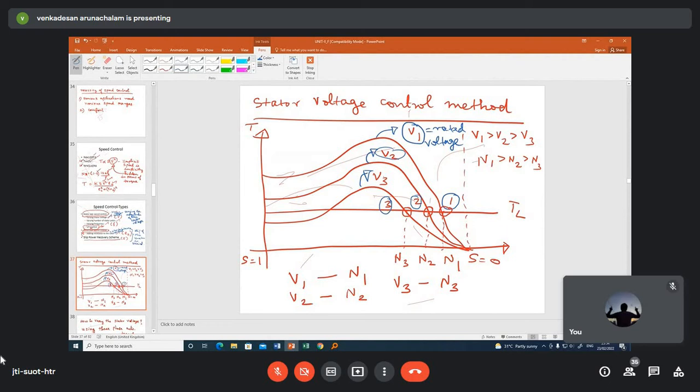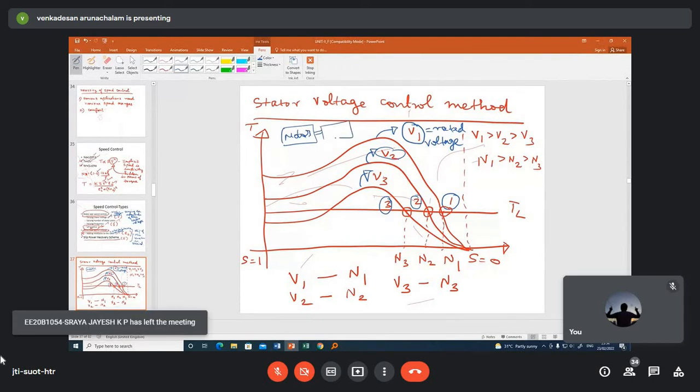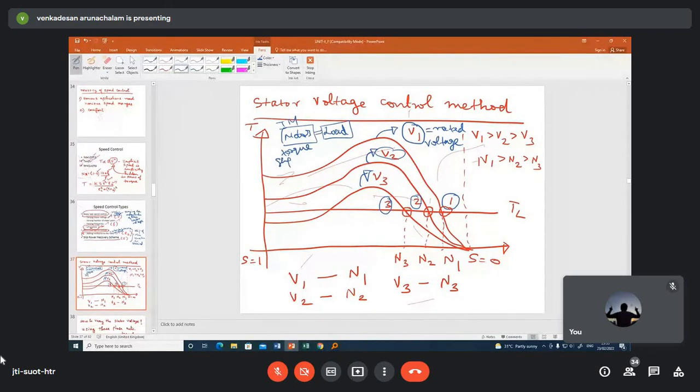A motor is always coupled to the load. So this is my motor. The motor has to meet the load demand, and for that only we are designing the motor. Every motor will have its own torque characteristics. Here we are choosing an induction motor, which will have its own torque slip or torque speed characteristics.